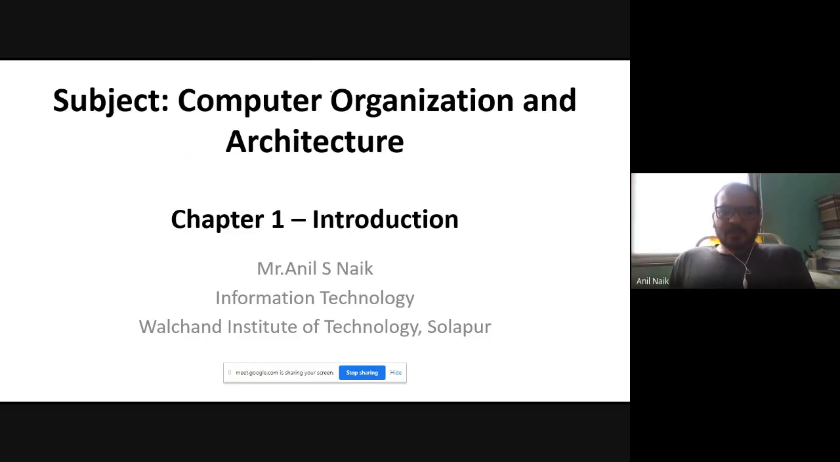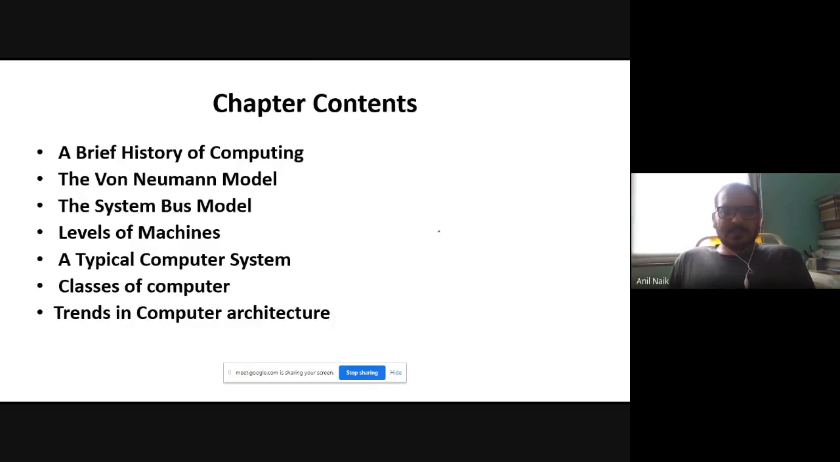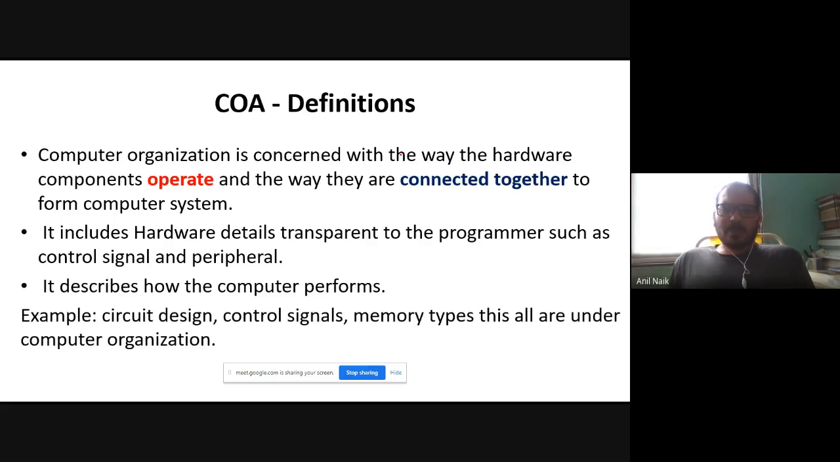In the first chapter, we'll study the history of computers. Today we'll discuss the history of computing. Before that, we'll define what is COA. COA means computer organization and architecture.